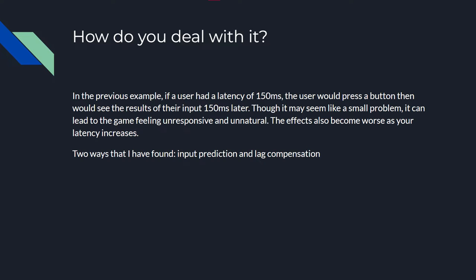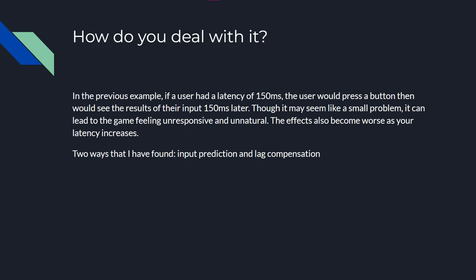The button press would be sent to the server. The server would process it, simulate it within the game state, and then send it back to the client with a round trip of 150 milliseconds. So the time between the user pressing the button and then them seeing the action that the button does would be 150 milliseconds in this case.